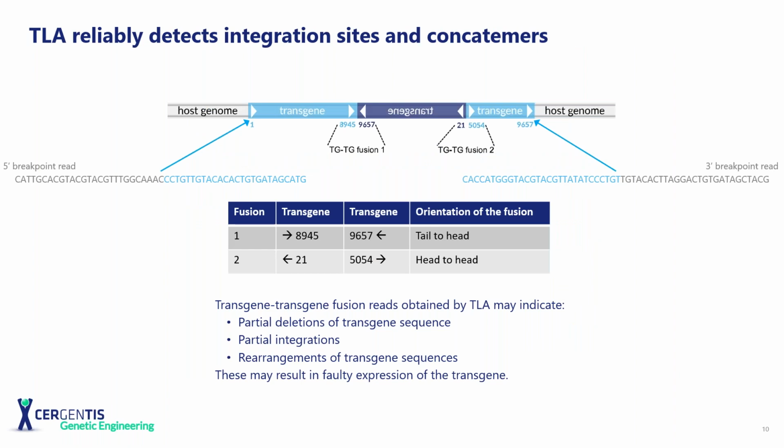So as I was able to demonstrate in my previous slide, TLA not only reliably detects integration sites, we also provide you with insights on any concatemers that may have occurred. As you can see here, we can show any transgene-transgene fusion on a single nucleotide level and provide you with the orientation of the fusion as well. As you're probably well aware, several different transgene-transgene fusions can occur, including partial deletions or integrations. This can lead to a faulty expression of the transgene and is therefore of great importance to analyze and be aware of.